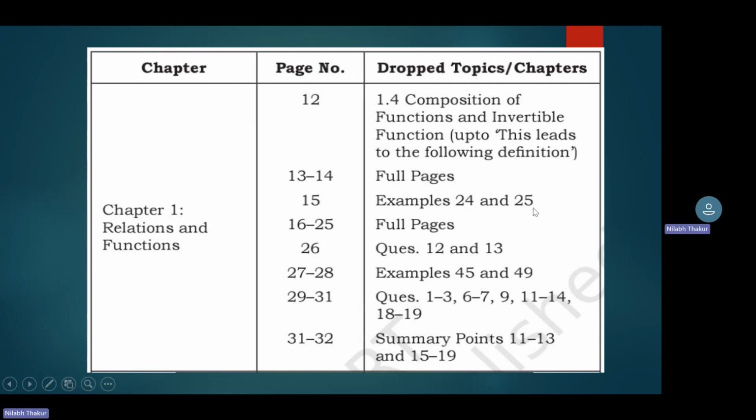Examples 24 and 25 from page number 15 will not be asked. Any question from page number 16 to 25 will not be asked. Question number 12 and 13 from page number 26 will not be asked. Examples 45 and 49 from pages 27 and 28 you can skip. Question number 1 to 3, 6 to 7, 9, 11 to 14, and 18 to 19 from page number 29 to 31, you can skip.